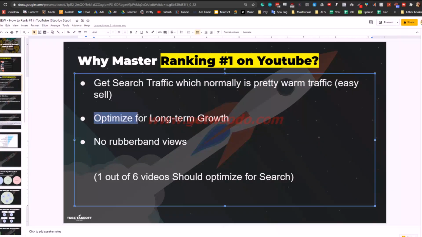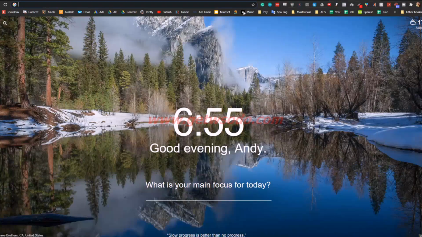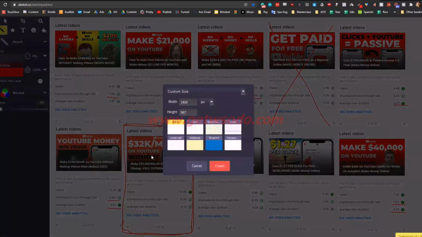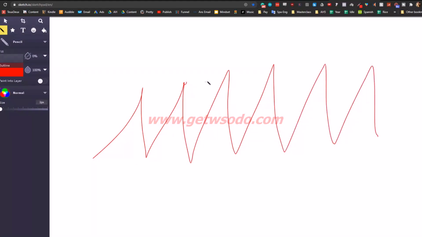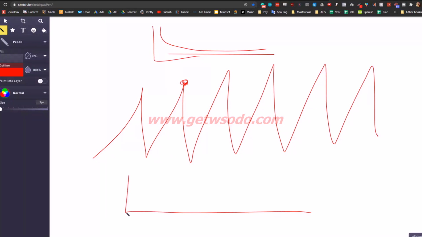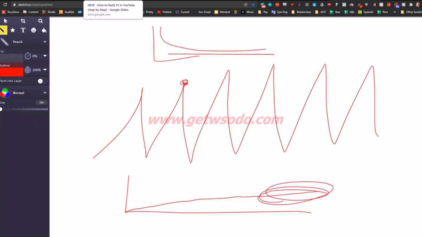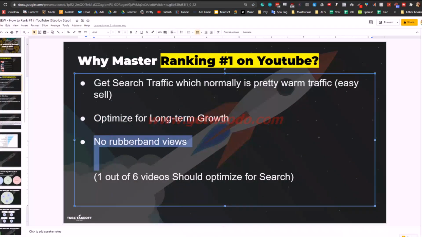Now, it also optimizes for long-term growth. If we do piggyback videos a lot, it's kind of like up and down, up and down. Every time we post, we get a bunch of views, but that doesn't give long-term growth. Normally, search-optimized videos don't get that many views in the beginning, but then they keep going for one, two, three, four years and give you very long-term growth. That's why you should really optimize for search, and you don't get these rubber band views.